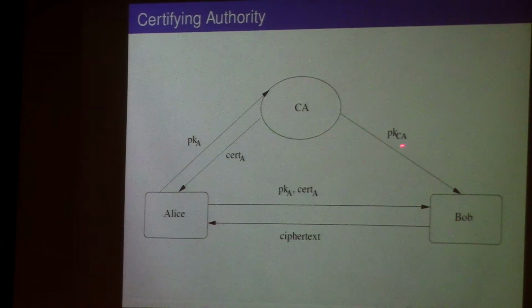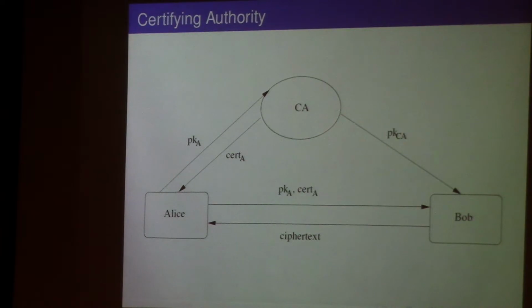So Bob will use the public key of the CA to verify the CA's signature on the public key of Alice. So this is the certificate, the signature of the CA on PKA. Bob will use the public key of the CA to verify the CA's signature, which is Cert A, on PKA. If this verifies, then Bob has trust that this public key indeed belongs to Alice. And then Bob can do the usual: send the ciphertext and use the public key for usual purposes.